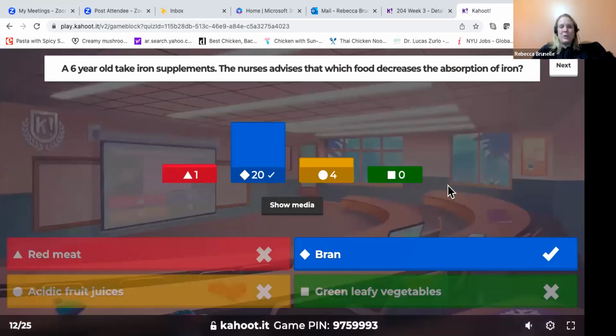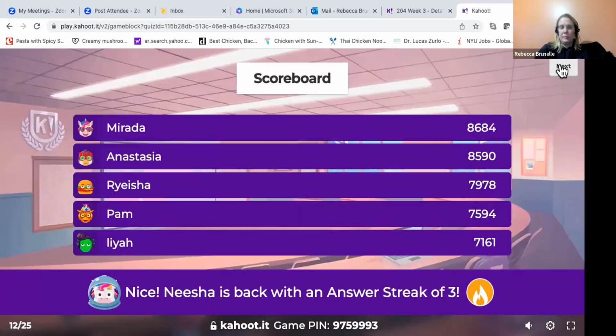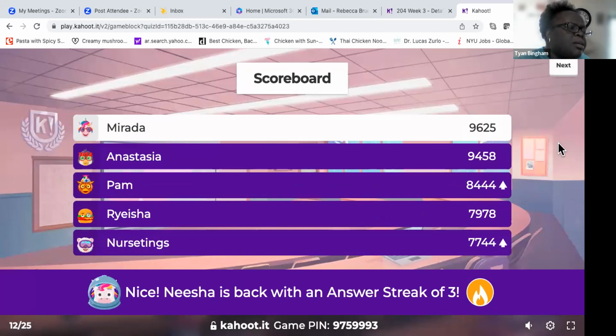Very good. So the other one that I thought might be some other people's choice was acidic fruit juices like orange juice. So vitamin C actually increases absorption, doesn't decrease it. So bran decreases. So very good. In the book, they have milk there. I don't know. Yeah, milk also does decrease. Very good. That's another one that decreases absorption of iron. You're right.